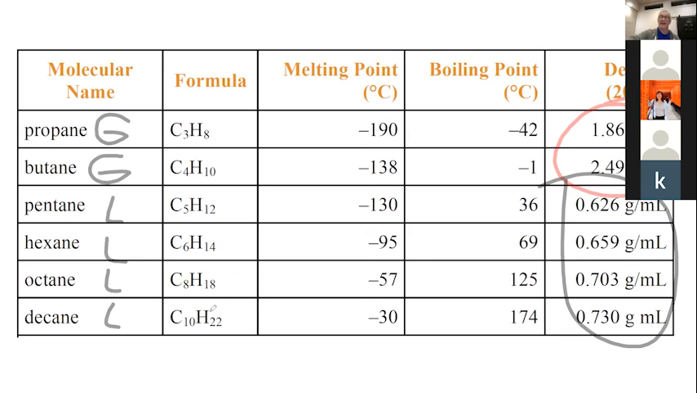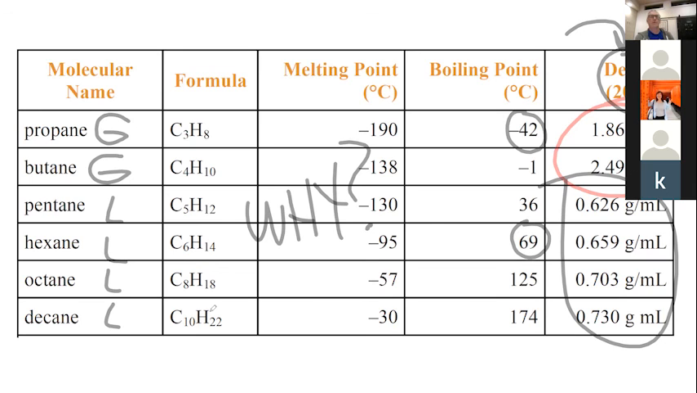And the key to this is at 20 degrees. So at 20 degrees, if you have a boiling point of -42, you are going to be a gas. If your boiling point, on the other hand, is 69 degrees, well, at 20 degrees, you're going to be a liquid. But the more important question is why? Why are propane and butane gases at 20 degrees, but the larger alkanes are all liquids at 20 degrees?